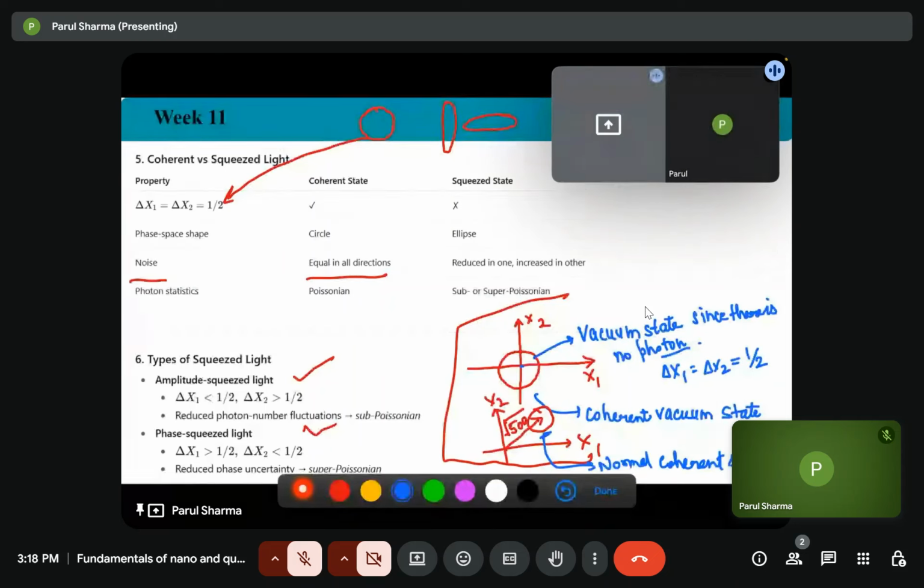So then we can draw the squeezing in amplitude as well as phase. So this is the normal coherent state. Squeeze it.